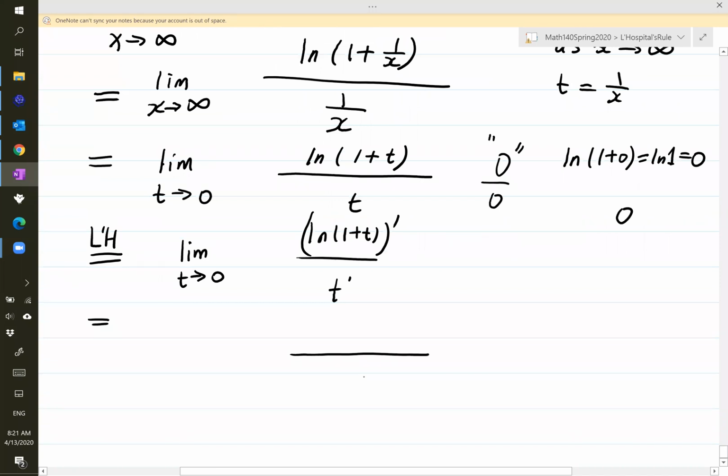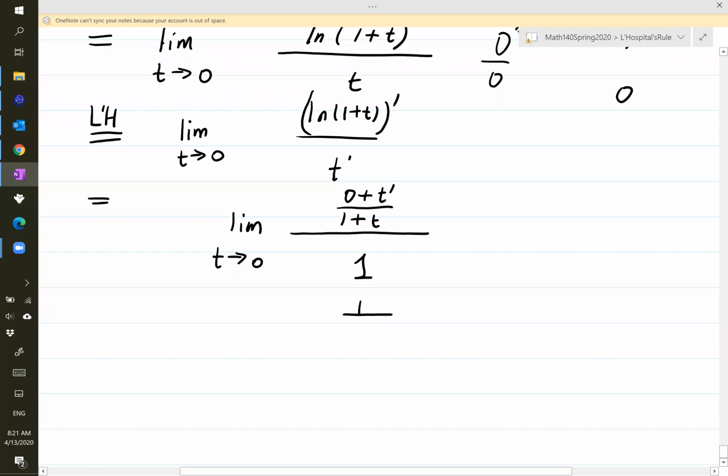The derivative of t is 1. Now for the derivative of ln, we flip ln: flip the input of ln, then differentiate the input. The derivative of 1 is 0, and the derivative of t is 1. Use the chain rule. Now the denominator is 1, so we just forget the denominator because it's 1.